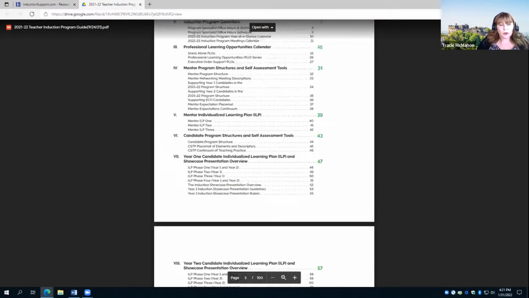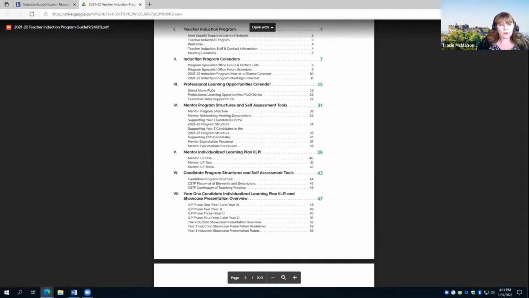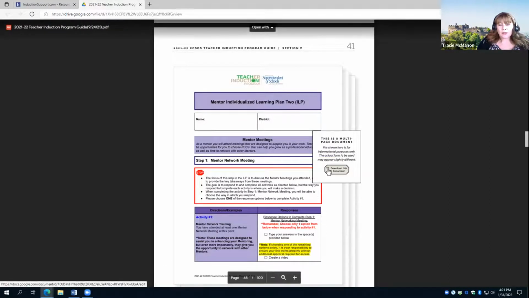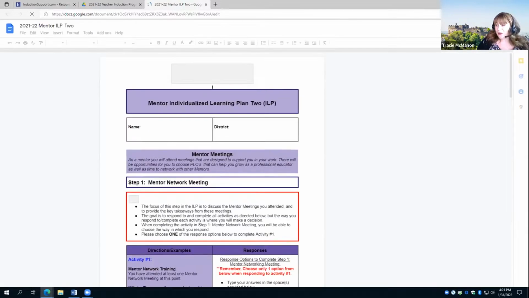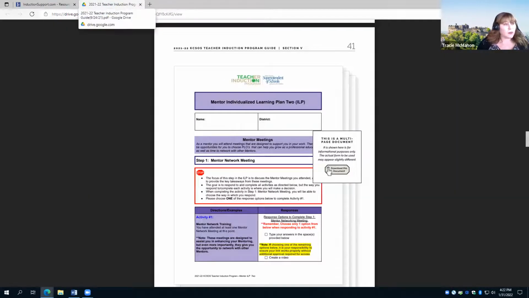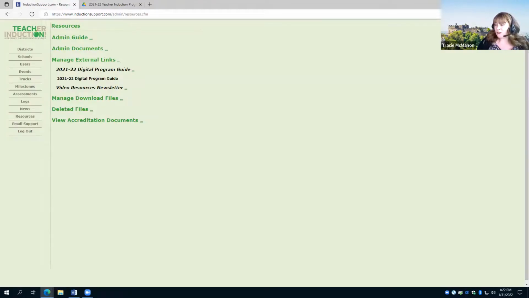And remember, with this program guide, you don't have to scroll all the way through. You can just click right on the actual part of the table of contents of where you're looking. So let's say you want to do ILP2, you just click it and then go ahead and download the document. Don't forget that step. A lot of people in the beginning forgot that step and couldn't do anything with it. Then you make a copy and that's it. That's your mentor ILP. But to answer your question, I went a little bit beyond that. It's right here in the resources section under manage external links.